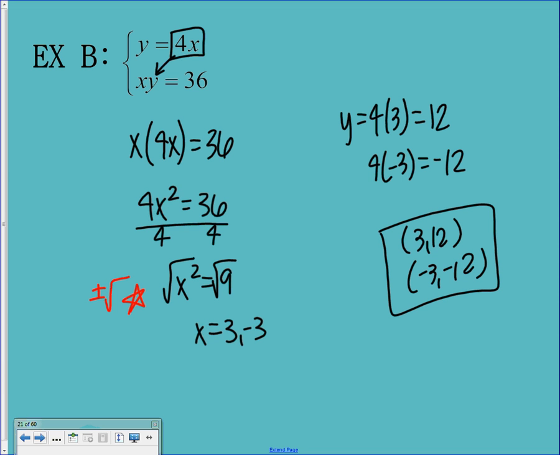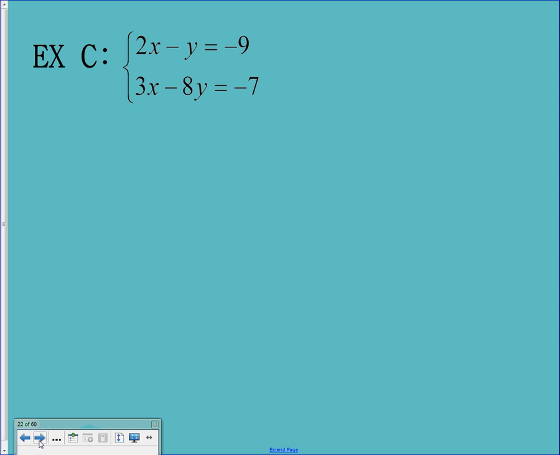Okay, so we'll try another one. We'll take a look at example C. Example C is a little trickier because I don't have one equation solved for one variable. So what I need to do is rewrite one of those equations so I have either just an x equals or a y equals. It does not matter which one you pick, so I would suggest whichever one algebraically would be the easiest to solve. If I look at my first equation, that's just a y by itself without a number in front of it. So I'm going to solve for y. I'm going to add y to each side here.